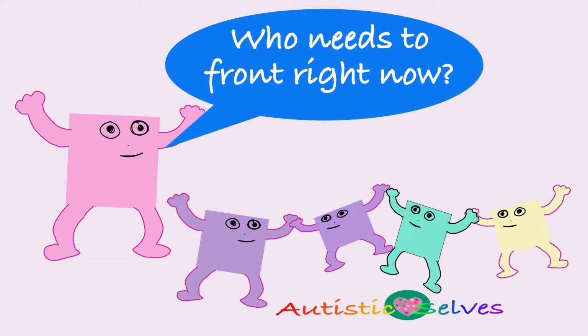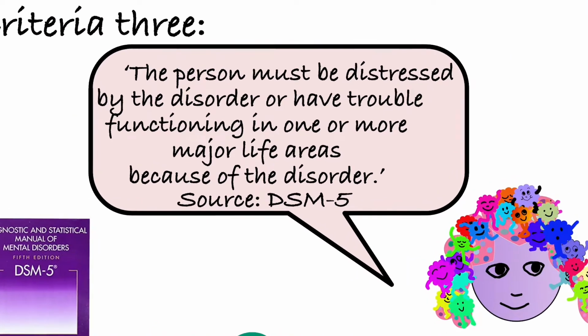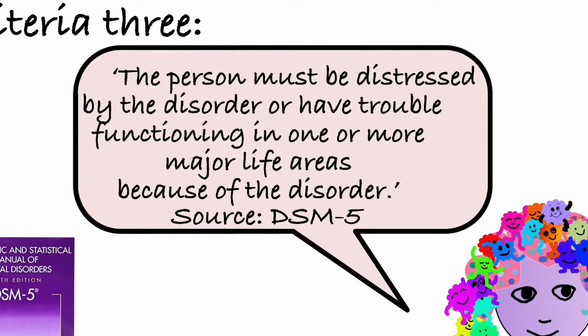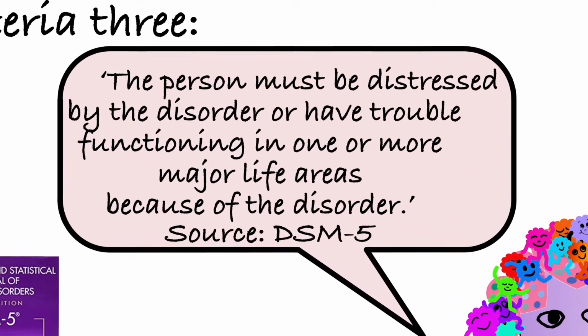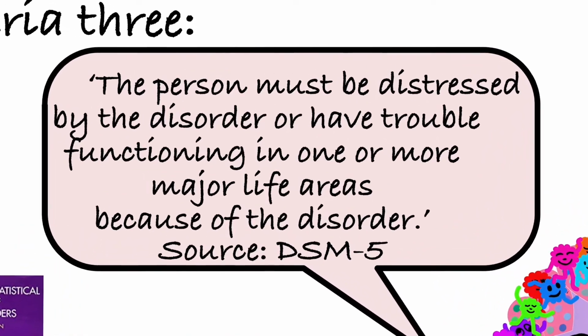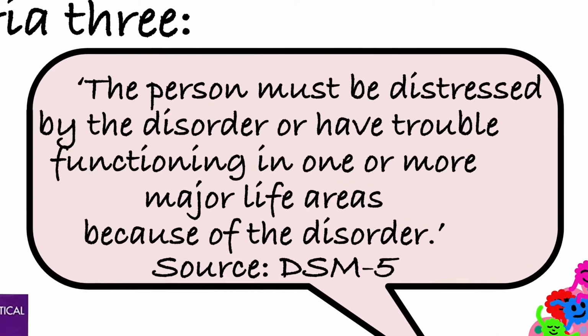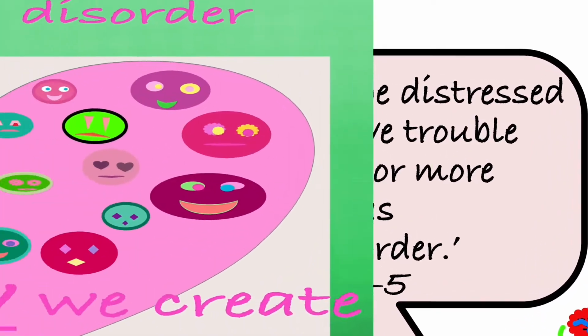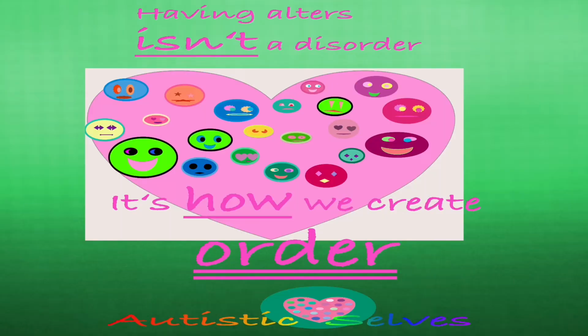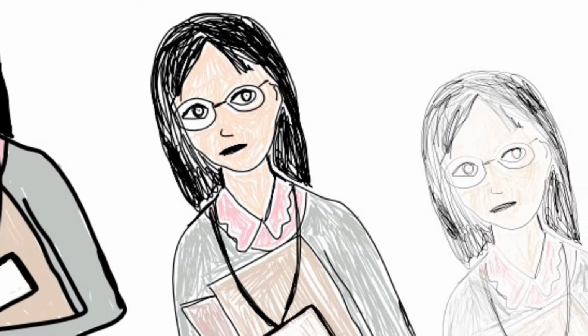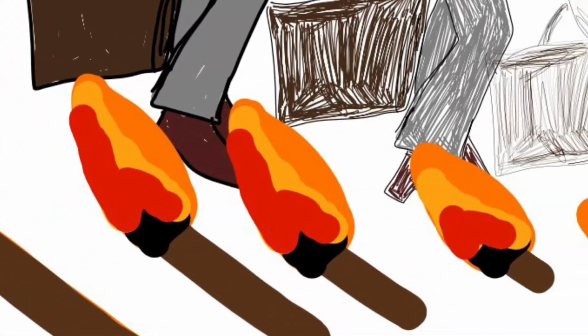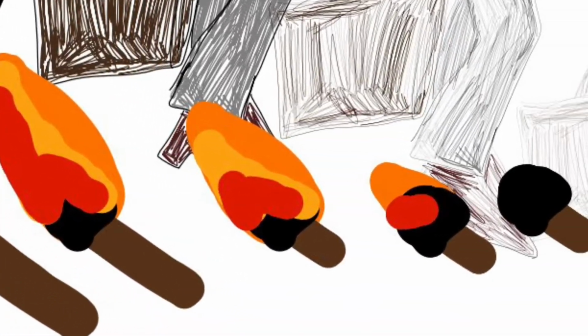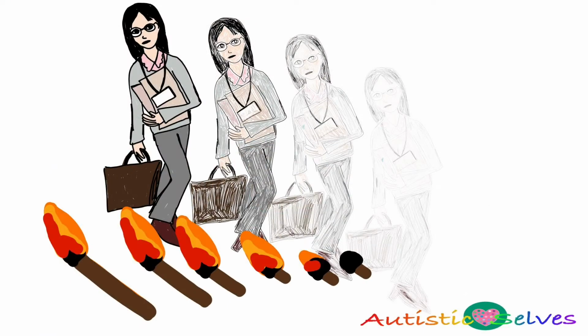The third criteria listed in the DSM-5 is that the person must be distressed by the disorder or have trouble functioning in one or more major life areas because of the disorder. Although we celebrate having alters, embracing them and seeing them as enhancing, not spoiling our lives, it is also true that having DID can also be distressing and difficult for us. We often get confused and are not currently employed because of our difficulties.